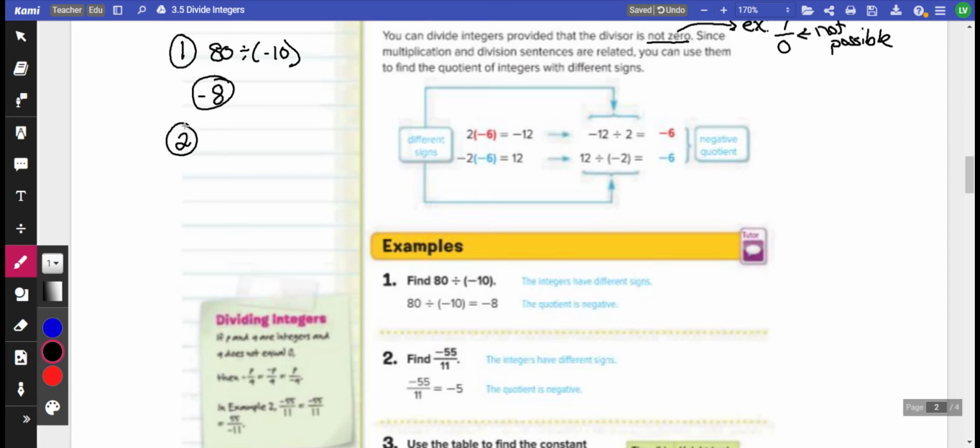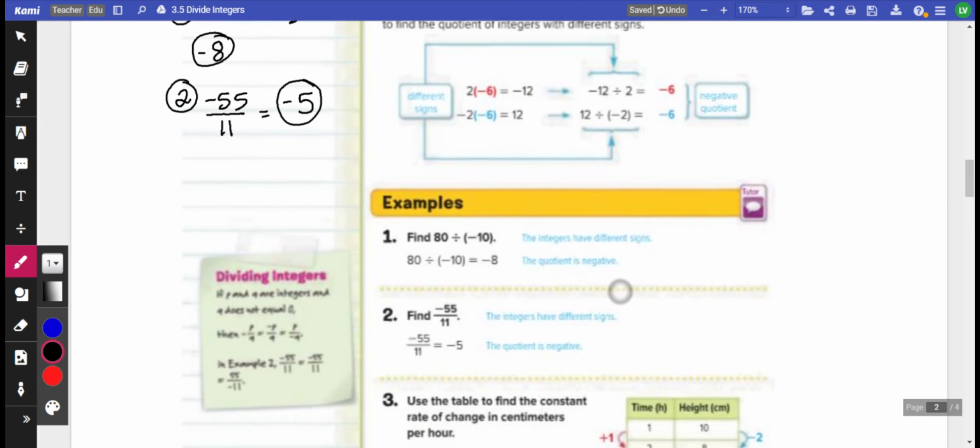For number 2, negative 55 divided by 11. Just like I did before, I'm going to take 55 and divide that by 11, which is 5. Then a negative divided by a positive gives me a negative because they have different signs.